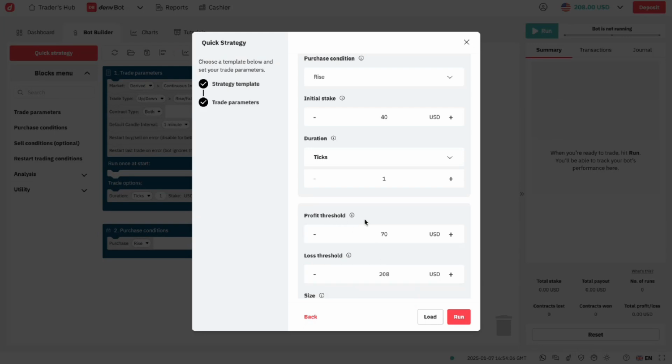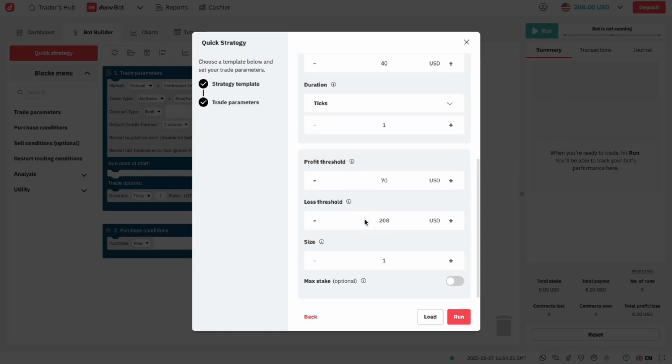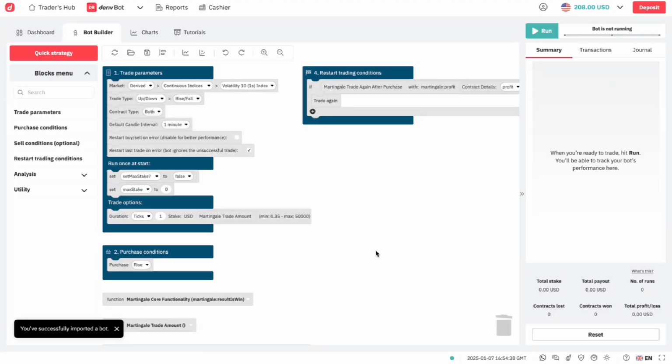Why do I put my profit low? Because I want to go for as few runs as possible, also to avoid greed. Because if you put a profit of 1000, it means you leave the bot running for much longer, which results in losses very easily. The size, this is what happens if your bot loses. If you lose $40 and you put a size of 2, it means multiply that 40 by 2, so you'll have 80. And then the last thing you do is just click load, and that is your bot there. So your expert speedbot has been created.